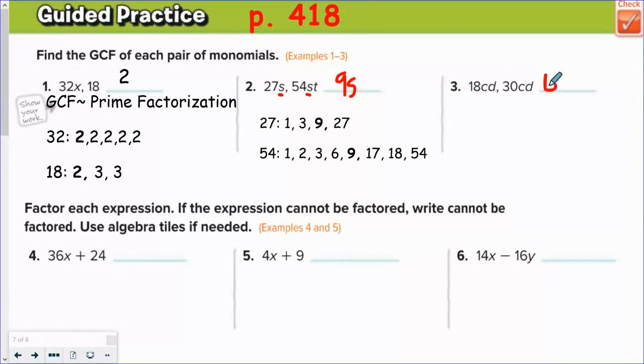Okay. And what about variables? Do they have any variables in common? Well, they both have a C. What about D? Do they both have a D? Yes, they do. So we can technically factor out a 6CD. 6 times C times D. Okay.